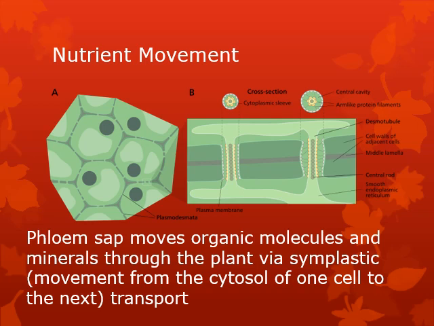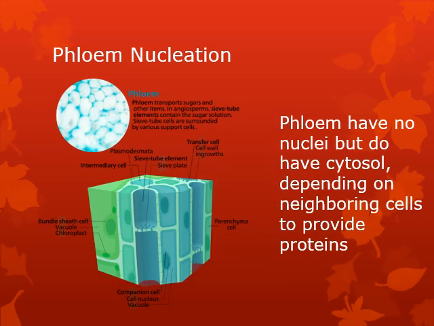Now, this nutrient movement goes in two directions. It's bidirectional. It's an active transport. You're moving nutrients throughout the plant wherever they need to go. It's not just one way like water is. They're moved through the phloem.